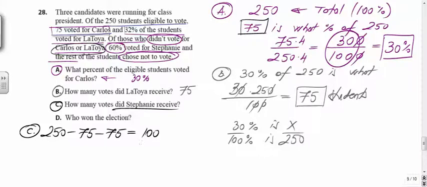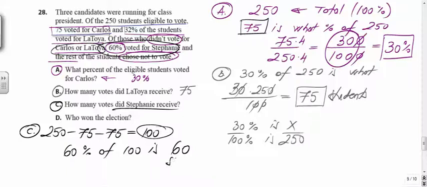Okay? Of those people, 60% voted for Stephanie. So to answer part C, you need to find what is 60% of 100. 60% of 100 is what? Well, that would be 60, right? 60 students. That was an easy question. 60% of 100 is definitely 60. How many votes did Stephanie receive? 60 votes. Okay.